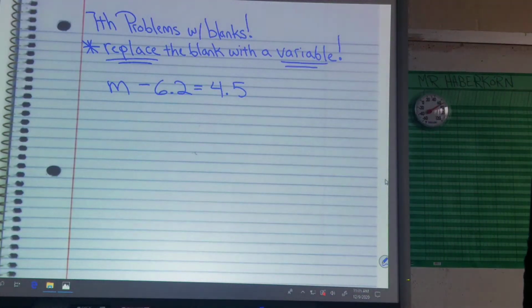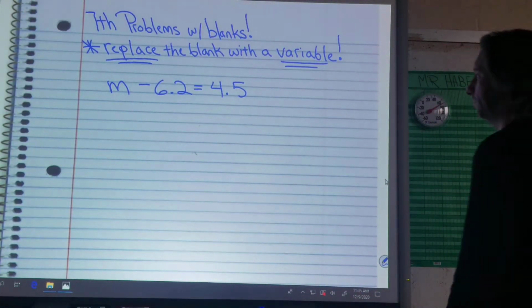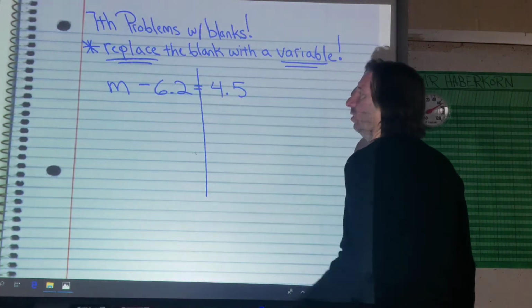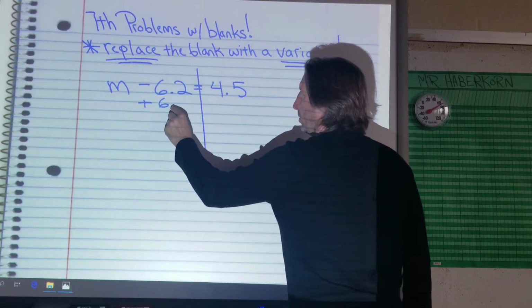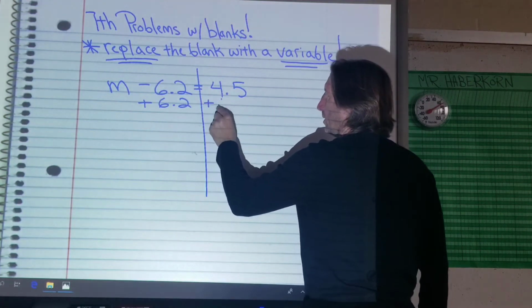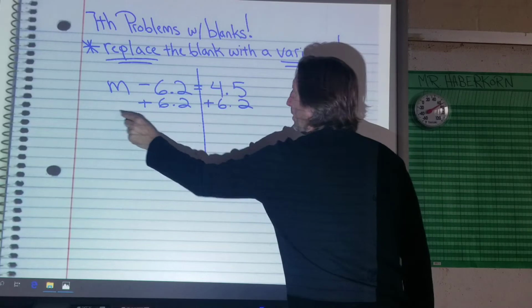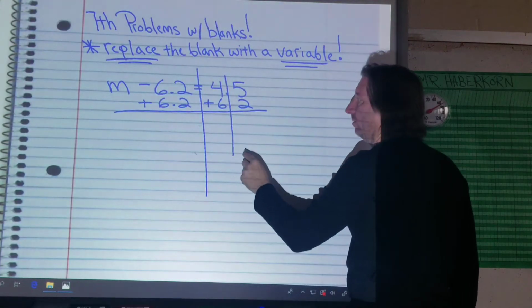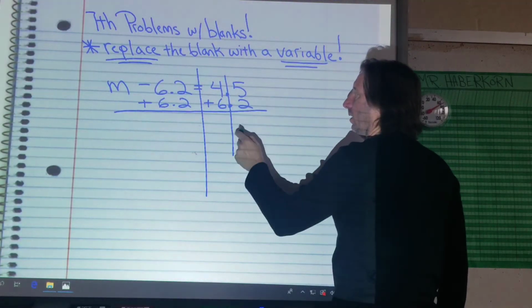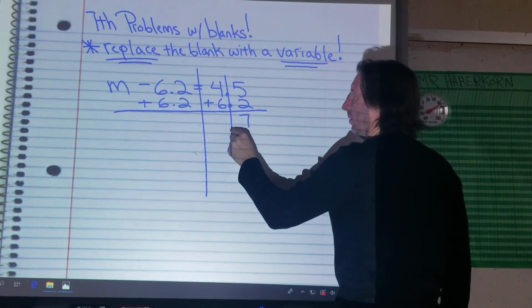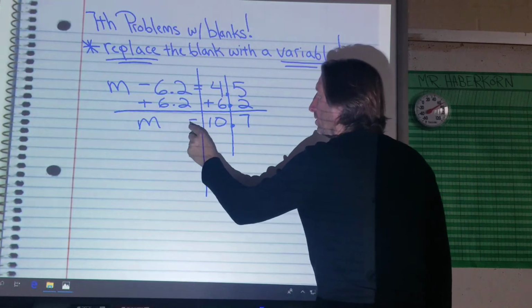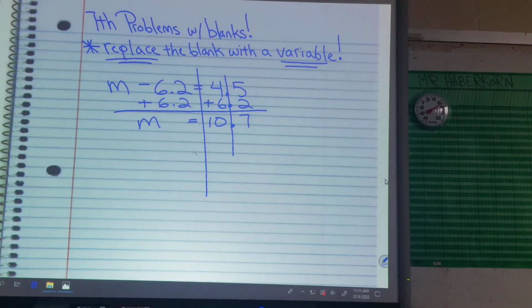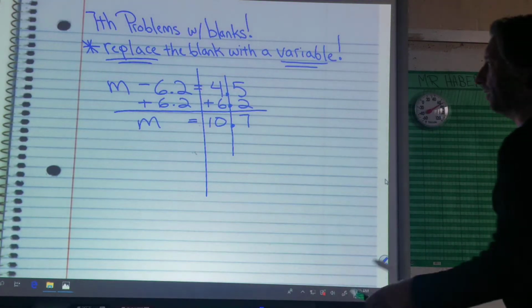Now we know how to solve these really easily, using what we know. We draw our line, we want to get the m by itself, right? So I add 6.2, add 6.2, making sure my decimal points are in a straight line, and I get 10.7 is m. So it's just a one-step equation. These aren't hard problems, but they make them look tricky because they put a blank in there, okay?